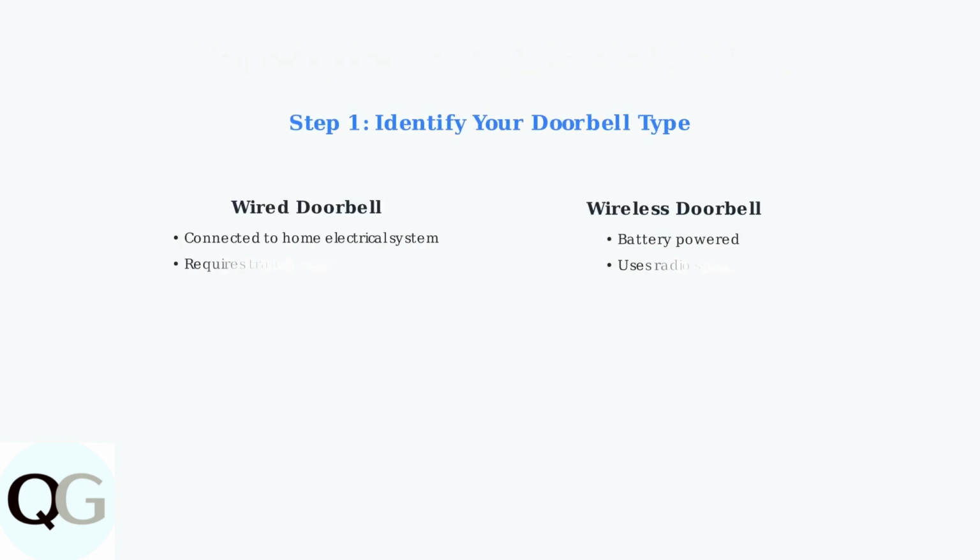When your Eufy doorbell isn't working properly, the first step is identifying what type of doorbell you have, as troubleshooting steps differ significantly between wired and wireless models. Wired doorbells connect directly to your home's electrical system and require a transformer, while wireless doorbells run on batteries and communicate via radio signals. For wired doorbells, start by checking the power source.